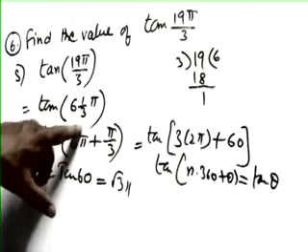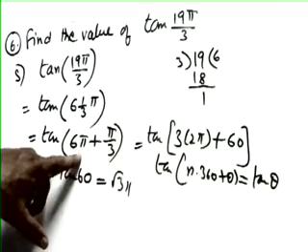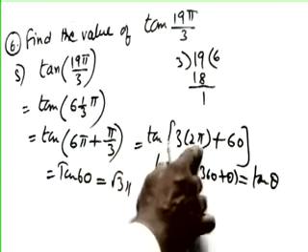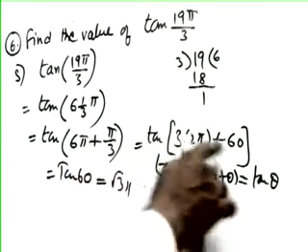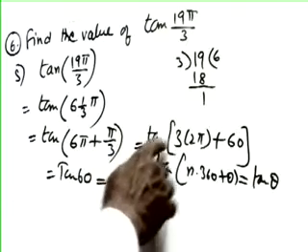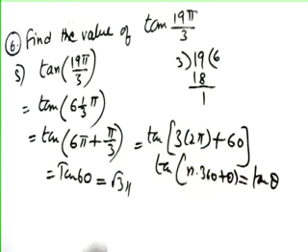Now the value of tan 60 is root 3. So we changed this into a mixed fraction: 6 pi plus 1 by 3 pi. 6 pi we can write as 3 into 2 pi, and this pi by 3 is nothing but 60 degrees. So this is tan of n into 360 plus theta, which is tan theta.